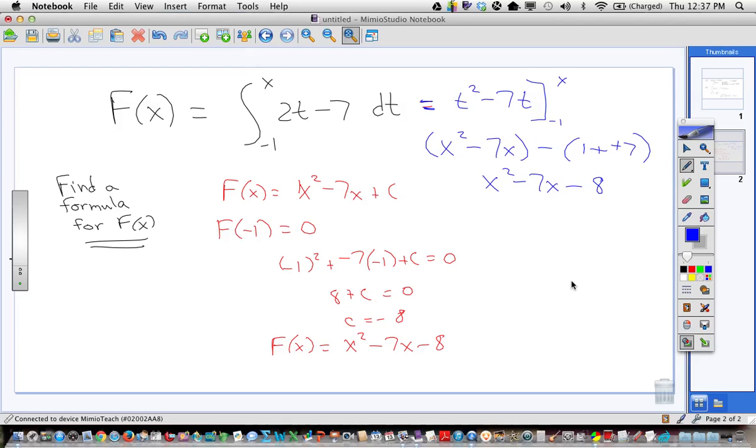Antiderivative, right bracket, put in the x, put in the negative 1, subtract them. We end up at the same place. Okay? So, presented with that problem on the quiz tomorrow, you could do that either way.